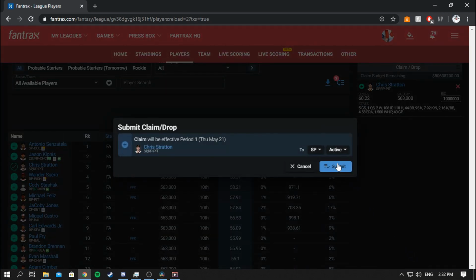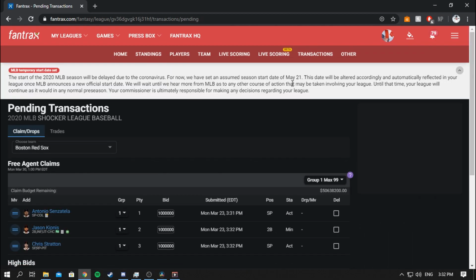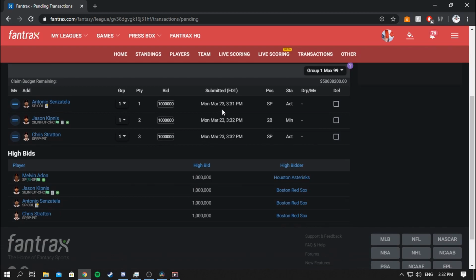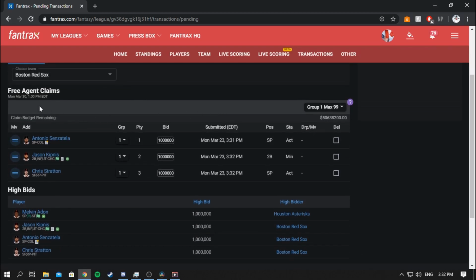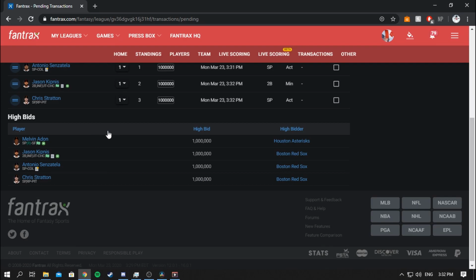Submit now. And then in transactions, go to pending transactions, and you can see all the stuff that you've done. The top half is sort of your work area, the things that you've put in. The bottom half, you'll have visibility into what everyone else is doing as well. So everyone can see all the bids that everyone has pending. You can see the 3 that I've put in here, the highest bid, and then I show as the highest bidder. And then the person who's running the Houston team has a bid in for Melvin.